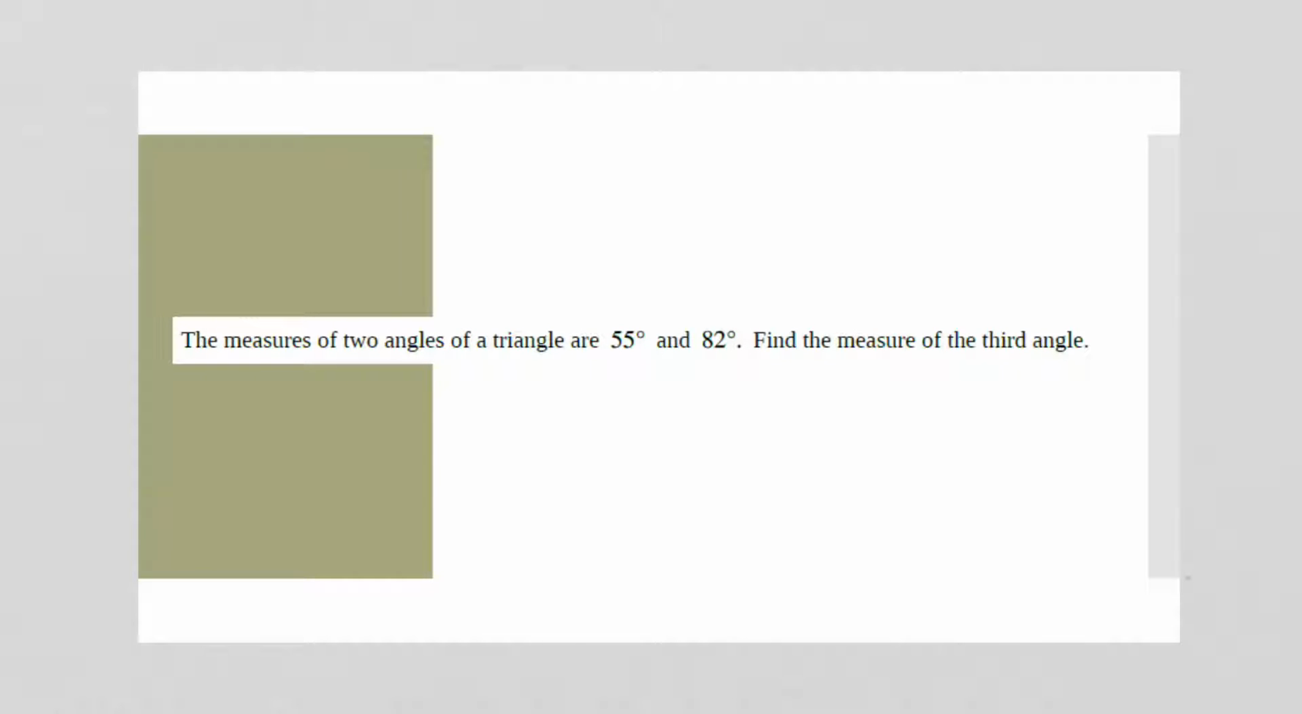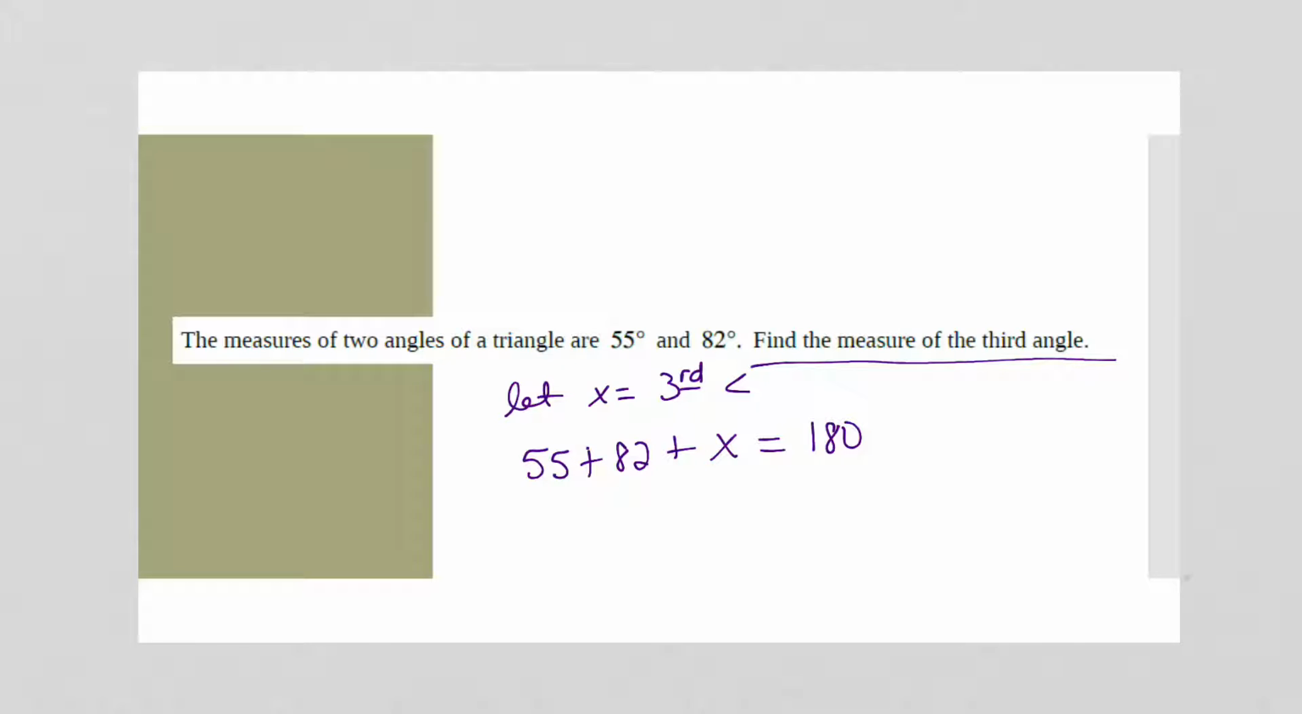Alright, so it says here, the measure of two angles of a triangle are 55 and 82. Find the measure of the third angle. So I'm going to let x equal my third angle. That's the angle symbol, by the way. So then I have 55 plus 82 plus x equals 180. Remember, angles on a triangle, all of them add up to be 180 degrees. So I've got 55 plus 82, so that's 137, plus x equals 180, and I'm going to subtract 137 from both sides. X is equal to 43 degrees.